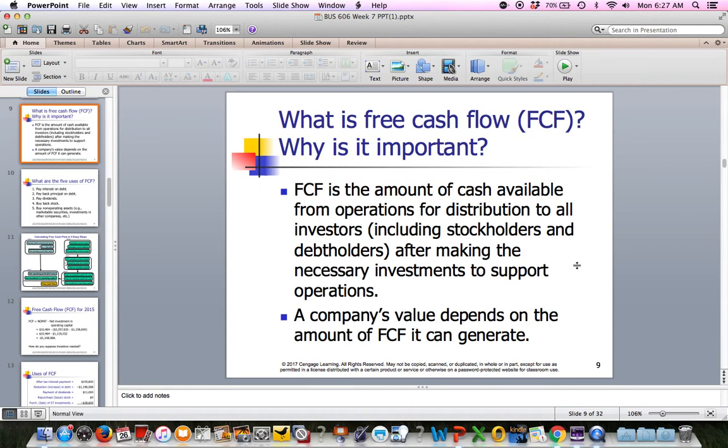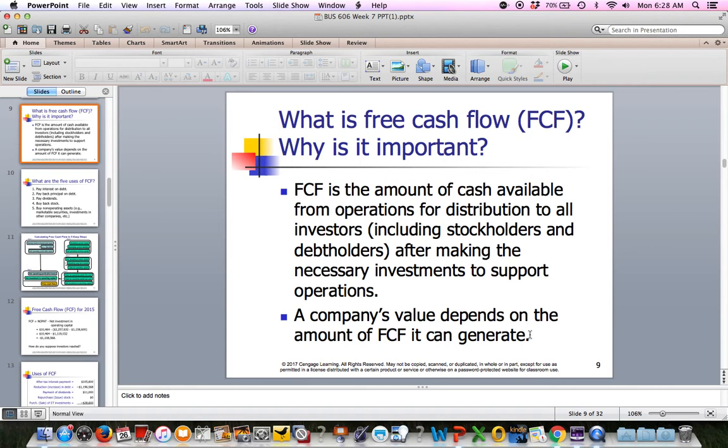So the next concept is free cash flow, which is not the cash flow statement, believe it or not. It's a calculation that says, here's how much cash is available for distributions to investors. And it says here that would include stockholders and debt holders after making necessary investment to support operations. Okay. Now, a company's value then is dependent on how much free cash flow you can generate. Obviously, the more you produce, the better. Your company is worth more.